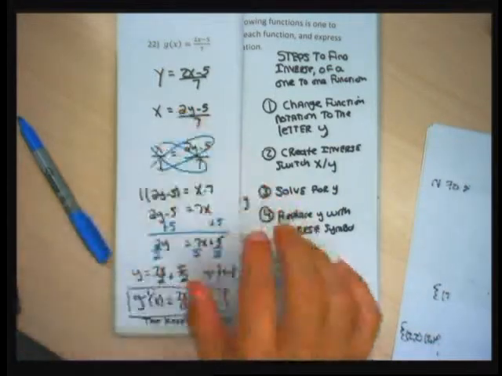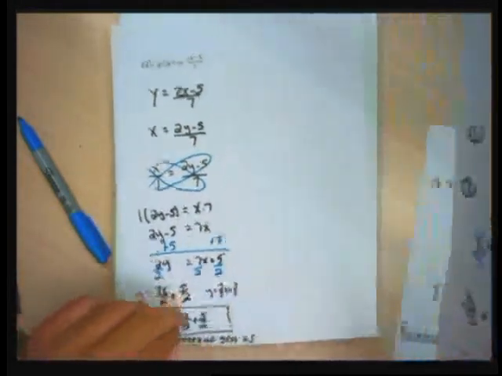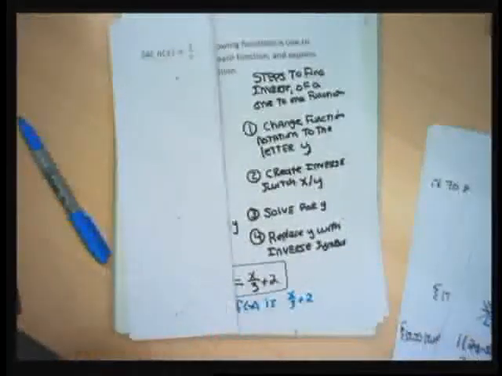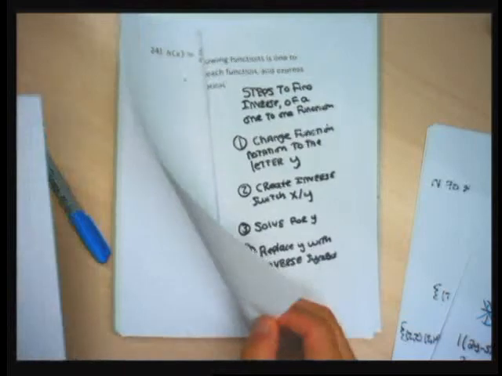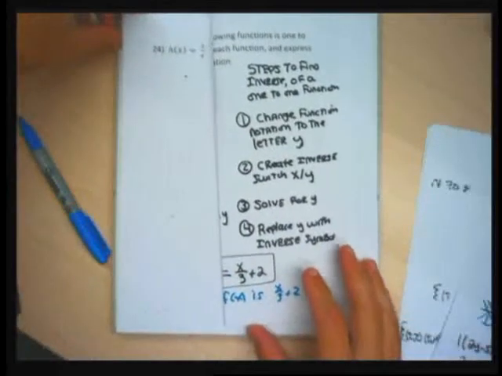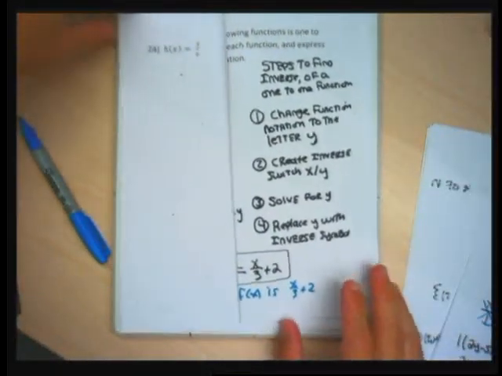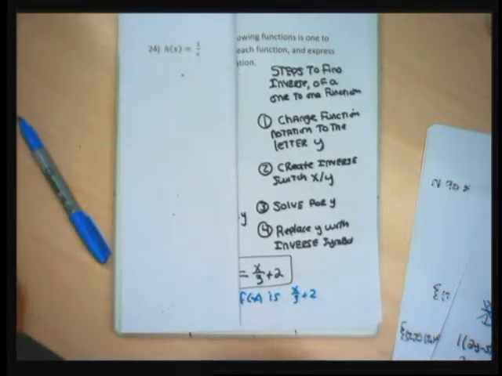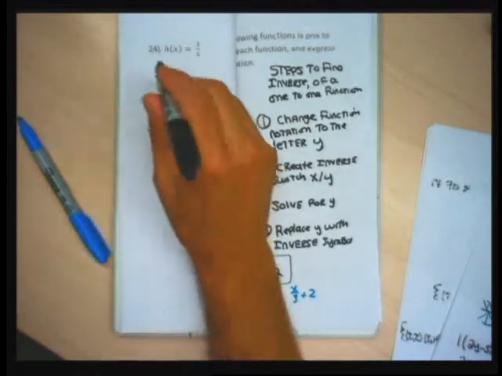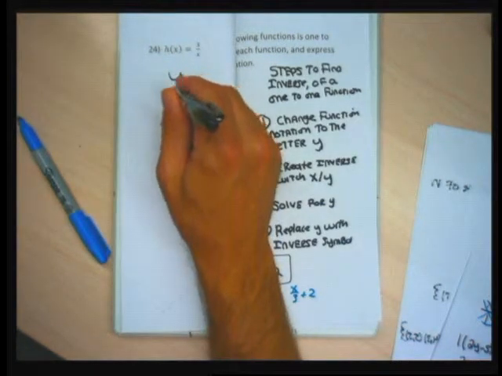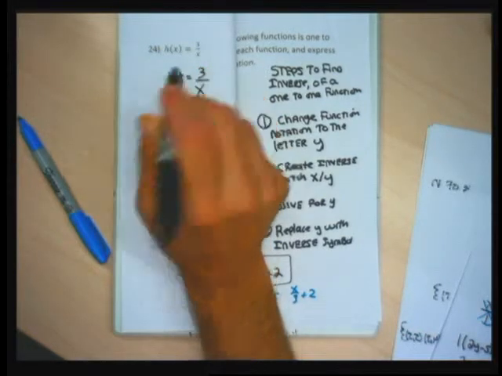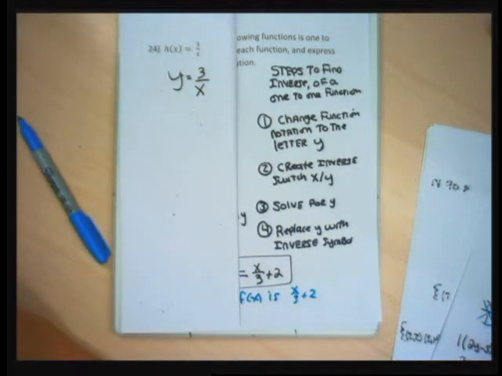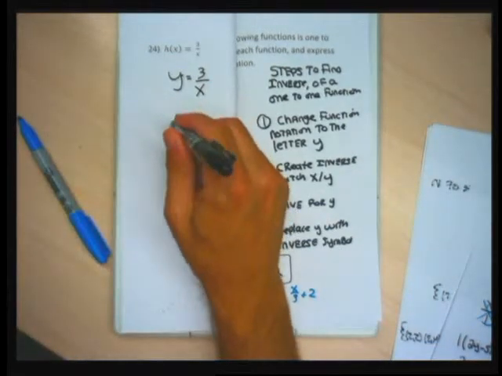So this is also test worthy, as was problem 20, and is problem 24. So for problem 24, the inverse is kind of surprising. It's rare, but it can happen that a function is its own inverse, which is really odd. But I'll show you the algebra. So step 1, to find an inverse of a 1-to-1 function, change the function symbol to the letter y. Easy enough. Step 2, create the inverse by switching the x and the y.